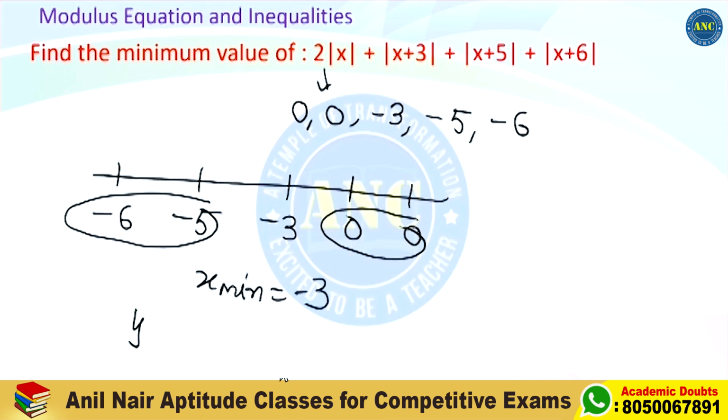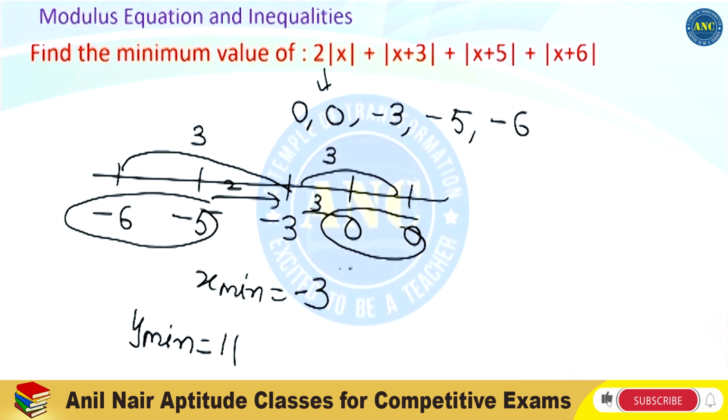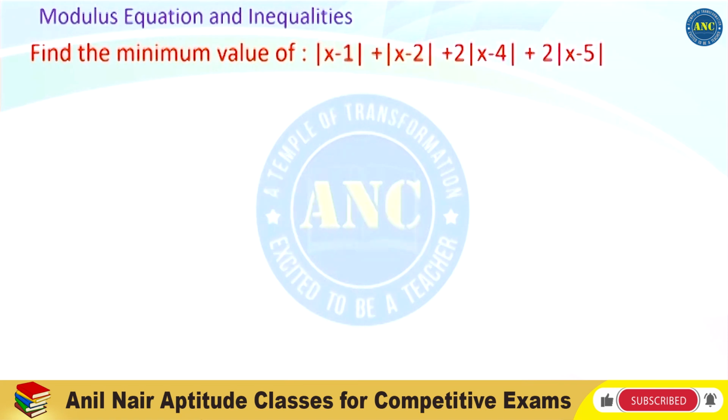If x minimum is minus 3, y minimum will be from here to here 3 units, from here to here 2 units, these 3 units and this 3 units. 3 plus 2 is 5, 5 plus 3 is 8, 8 plus 3 is 11. X minimum is minus 3, y minimum will be 11. I hope the idea is clear. All these questions are easy once you understand the root cause of the problem.